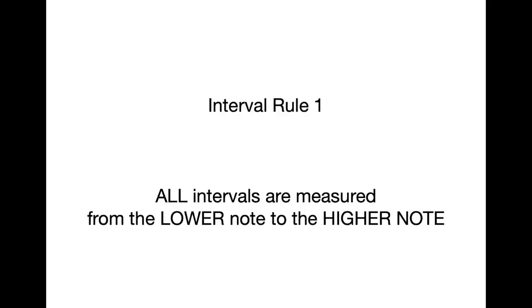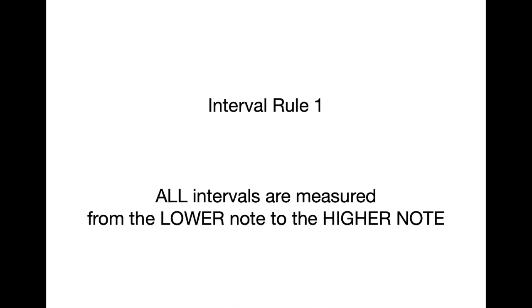So, an interval is the gap in pitch between 2 notes, and intervals are described using 2 elements, an adjective and a number. In this lesson, we're going to look at the number part of the interval. First of all, 2 rules. All intervals are measured from the lower note to the higher note, even if the lower note comes after the higher note in a tune.